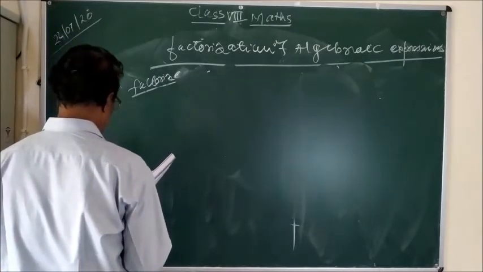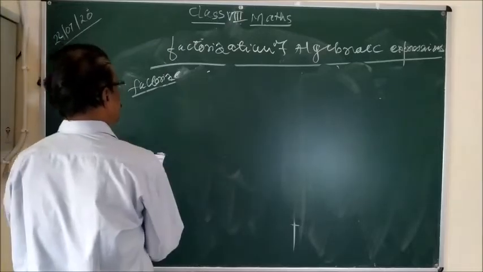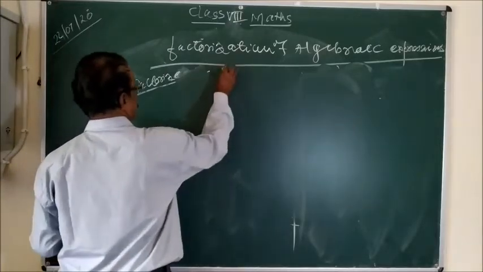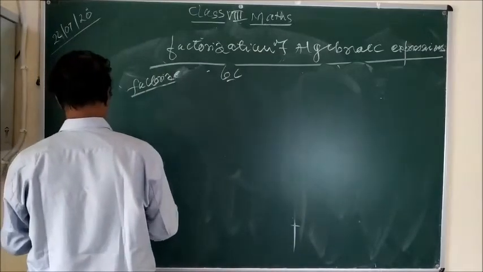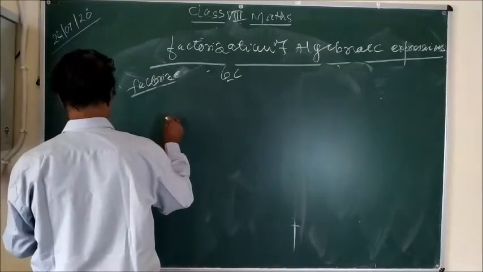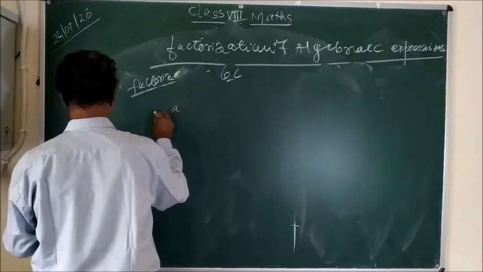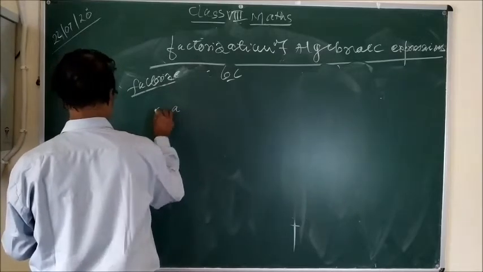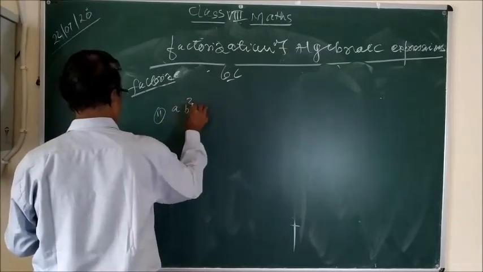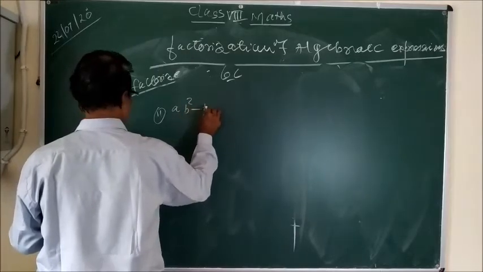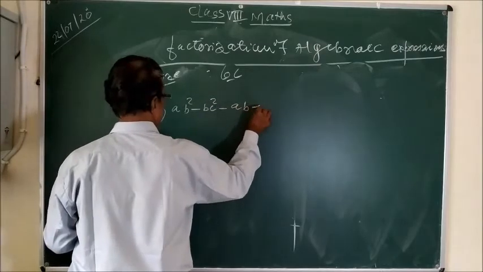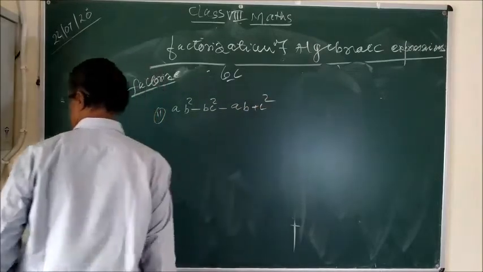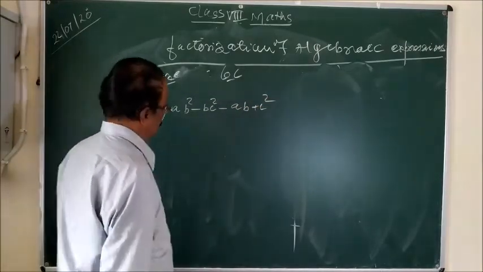So this is exercise 6C. I give another question. This is question number 11: AB square minus BC square minus AB plus C square. Now we have to factorize.